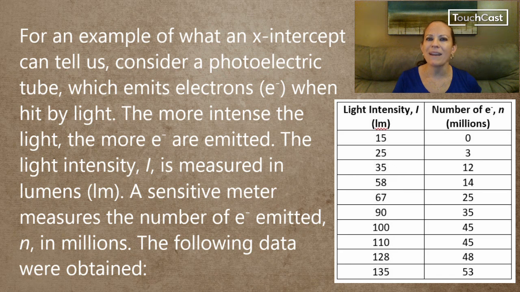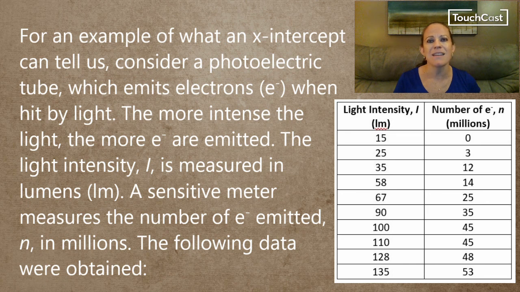For an example of what an x-intercept can tell us, let's consider a photoelectric tube. This is a device which emits electrons when it's hit by light. A photoelectric tube is critical for solar cells. And the more intense the light that shines on our photoelectric tube, the more electrons are emitted.